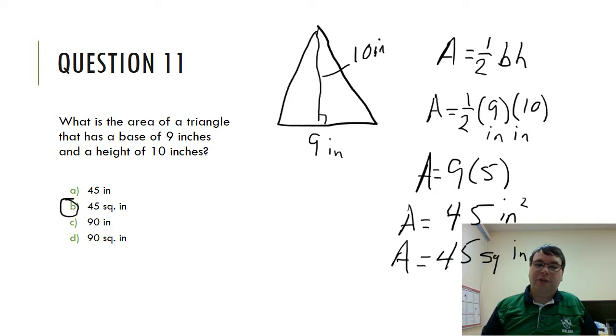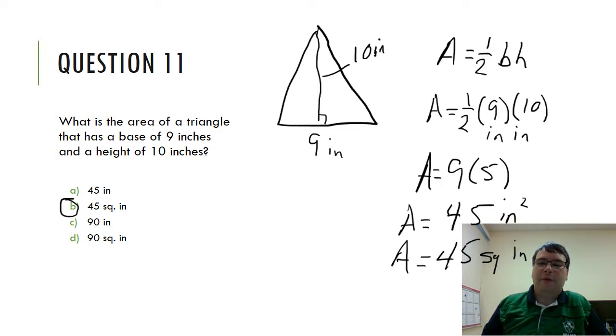All right, let's look at question number 11. Question number 11 says, what is the area of a triangle that has a base of 9 inches and a height of 10 inches? Well, I always like to draw things because I'm a very visual type of person. So here's my triangle. You can't make fun of me. My base is 9 inches, and I know my heights always come down to a 90-degree angle, and my height is 10 inches. There we go.